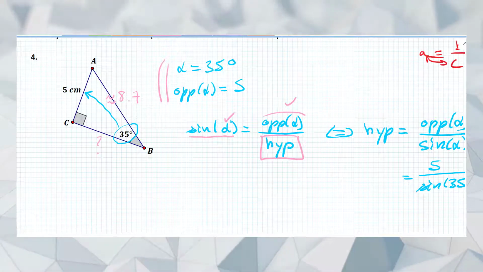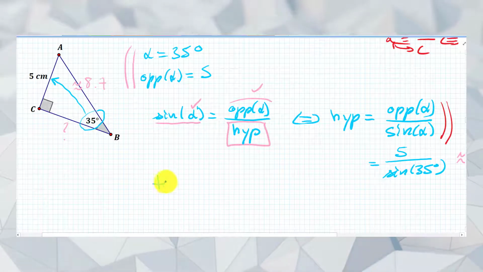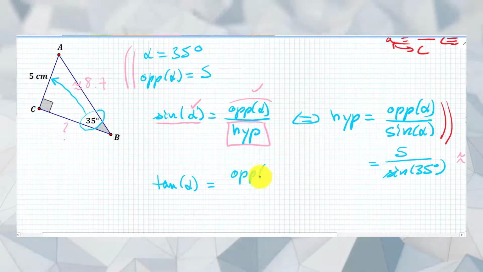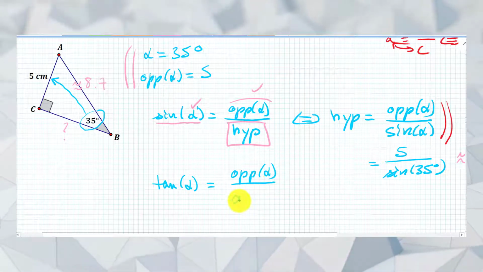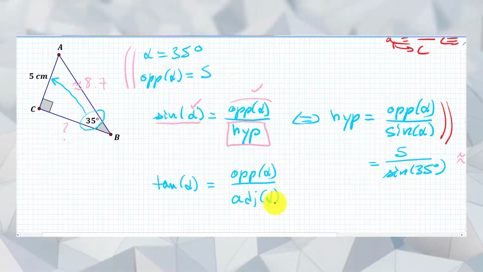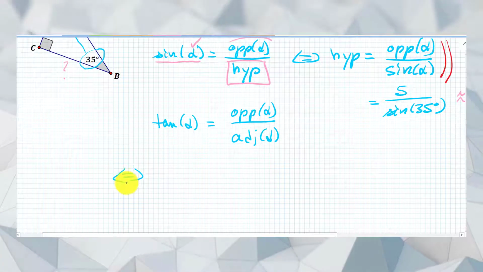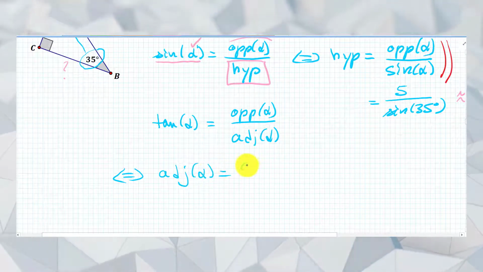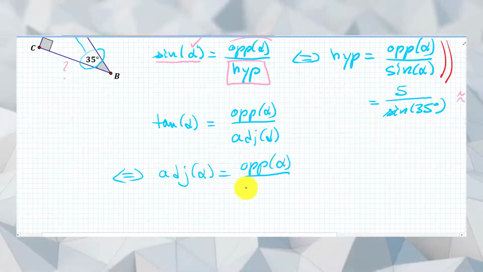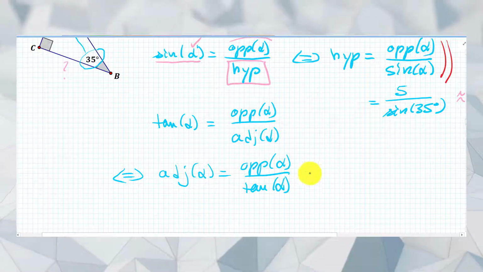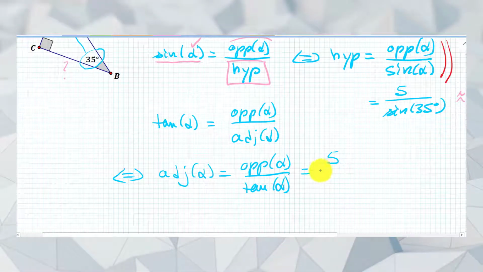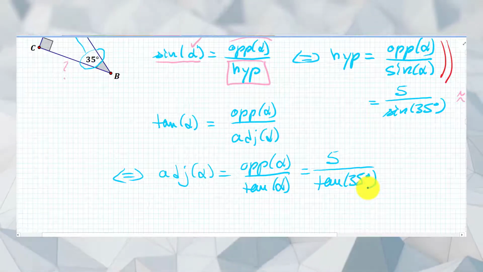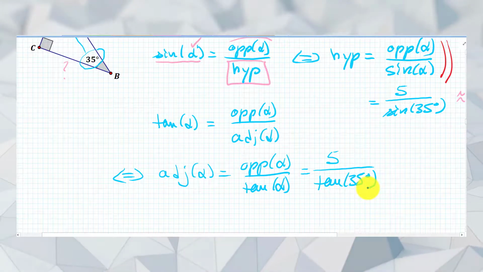And to do that, I'm going to use the other trigonometric function of the angle alpha, which is tan of alpha. Tan of alpha is the opposite of alpha divided by the adjacent of alpha. So again, let's switch the role of tan and adjacent. So we have that the adjacent of alpha is the opposite of alpha divided by the tan of alpha. The opposite is 5, and the angle alpha is 35 degrees. Here we go. Let's type this ratio in the calculator and figure out the length of the adjacent.